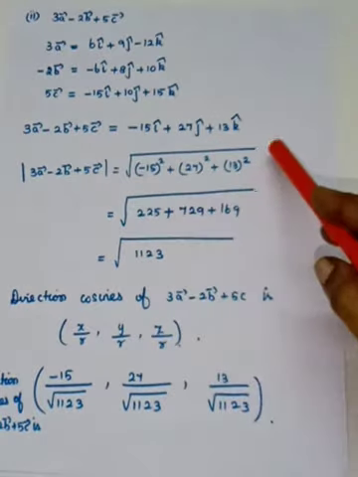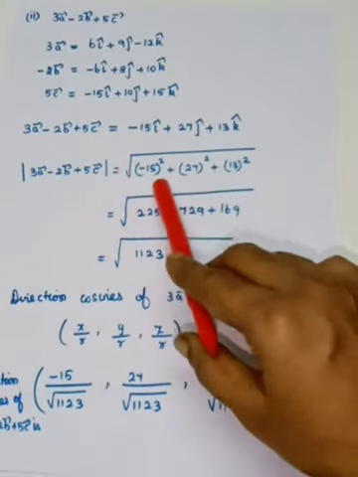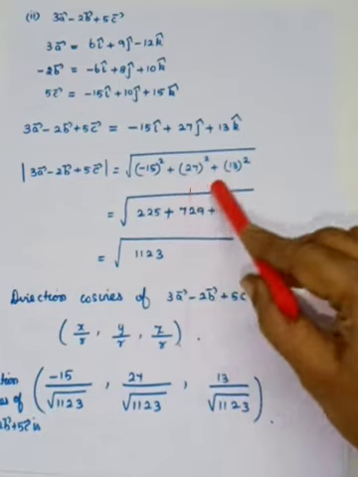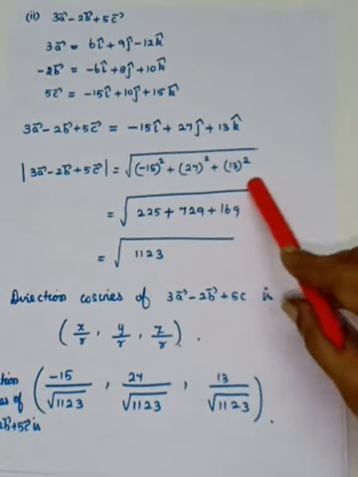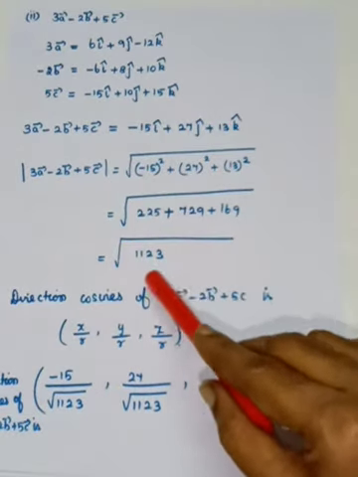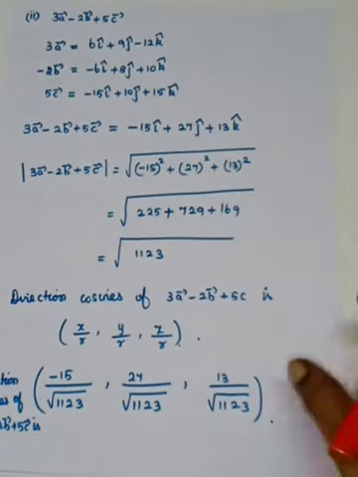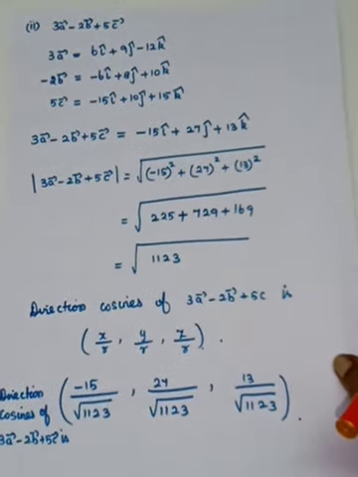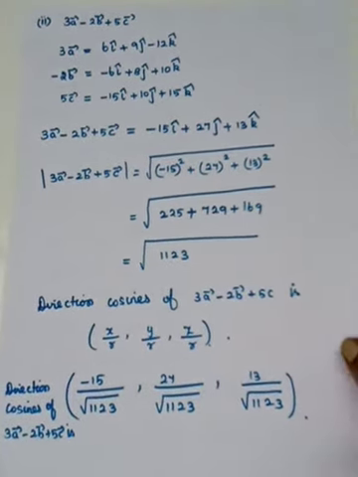It's the square root of (minus 15) the whole square plus 27 the whole square plus 13 the whole square. So if you find out, you will get the answer as square root of 1123. Okay, so the next one, what is asked?